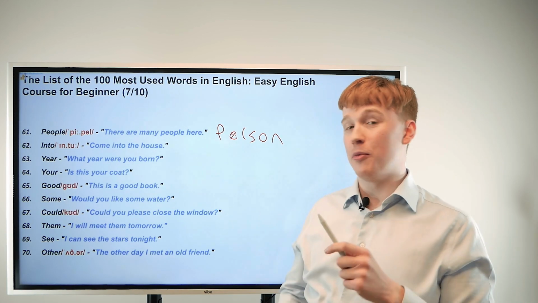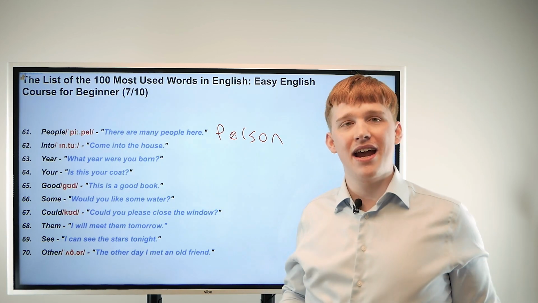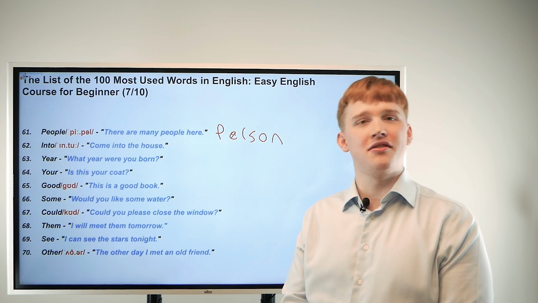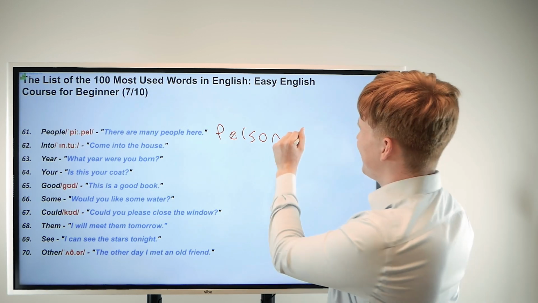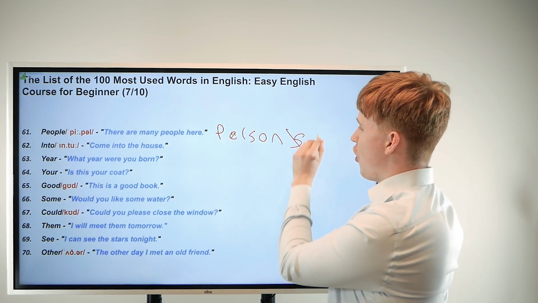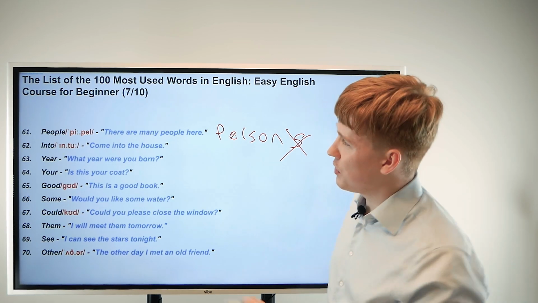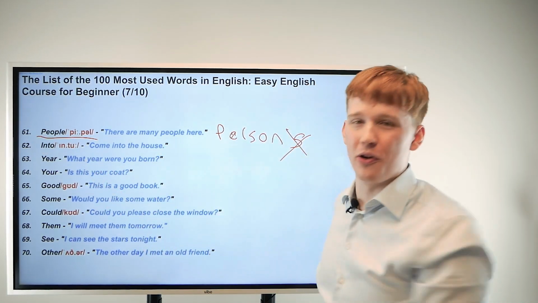So that is very important to know, because you don't want to say, there were 2 persons in this room, because quite often you will add the S. But no, we don't want to say this. We want to say 2 people.